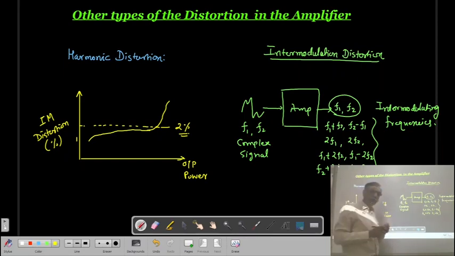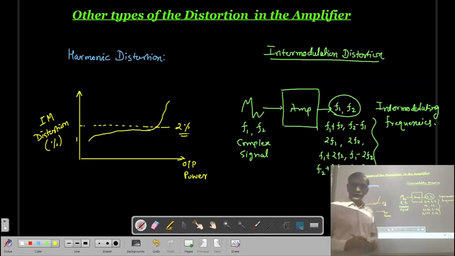So whenever the Q point is in a cutoff region as well as in the saturation region, it is going to produce distortion. If the swing of the Q point is large, then the intermodulation distortion will also be large. Normally in the amplifier, if we play the music at a lower volume, then the distortion will be less. But if we play with a higher volume, then the distortion is going to increase. So this is about intermodulation distortion.